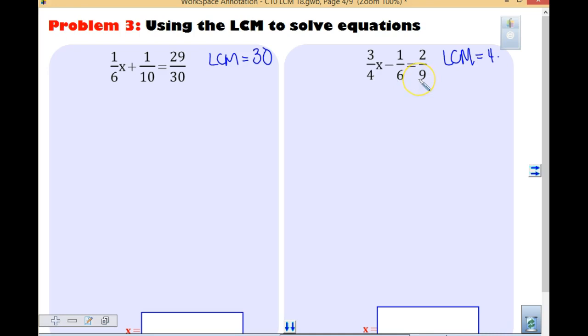9 has how many 3s? 3. What equals 9? 3. 3 has 2 3s. So this one has 2 3s. This one has 1 3 in it too. This one has 2 2s. So what should my least common multiple be? 4 times.